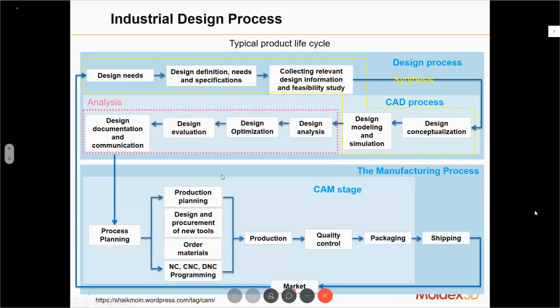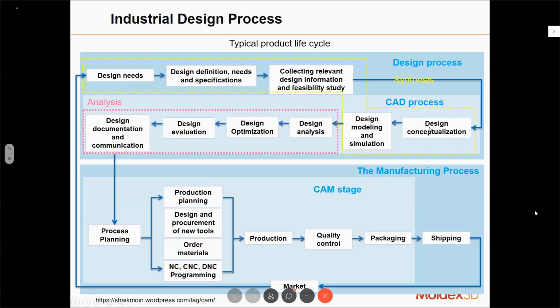So this is the typical product life cycle. We start with design needs. We define the design needs, then specifications. We collect the relevant design information and do a feasibility study. We conceptualize the design, and we model the design and simulate it. This is all the CAD process.